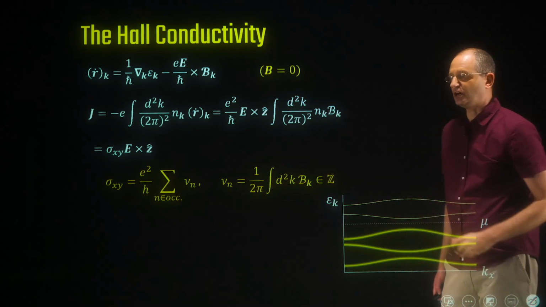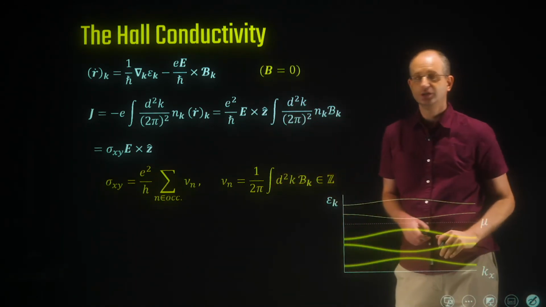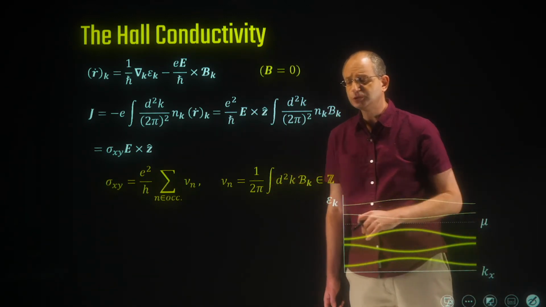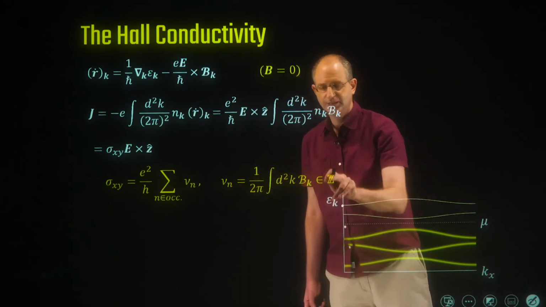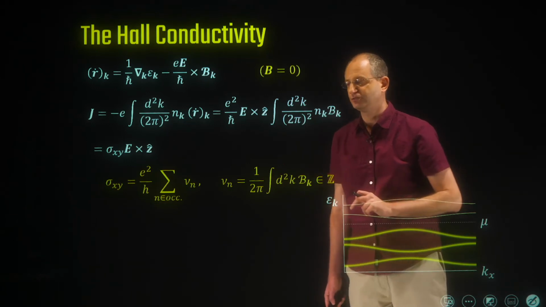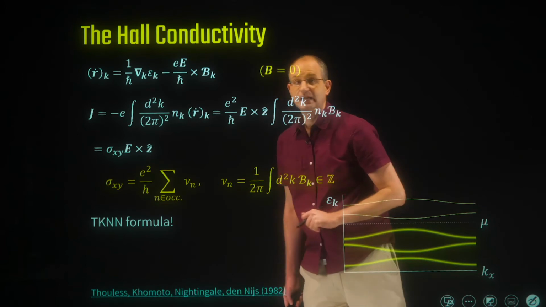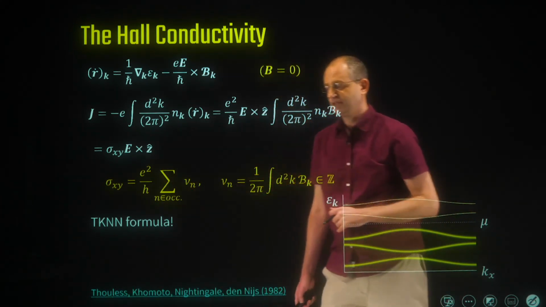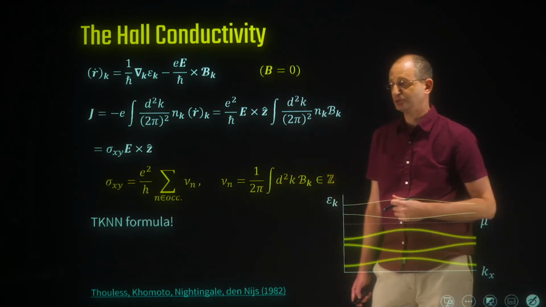And as we saw earlier in the course, the integral over the Berry curvature over an entire band is actually equal to an integer times 2 pi. So this nu n is actually a topological quantum number, which is integer valued. So that's it. This is the TKNN formula that relates the Hall conductivity to the Chern number. We've derived it using the semiclassical equations of motion.